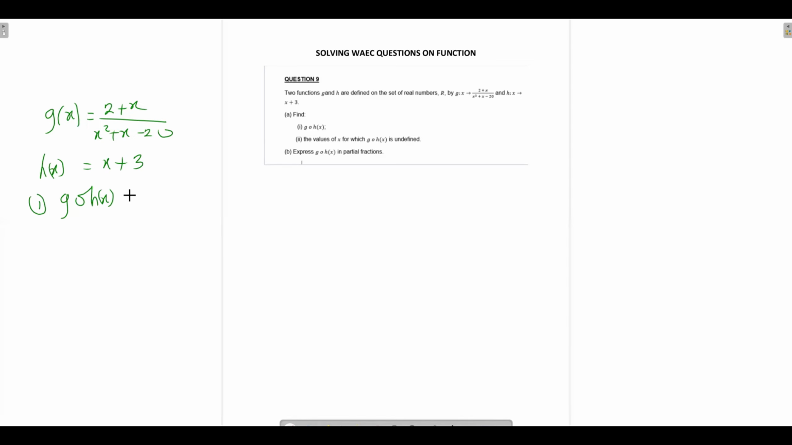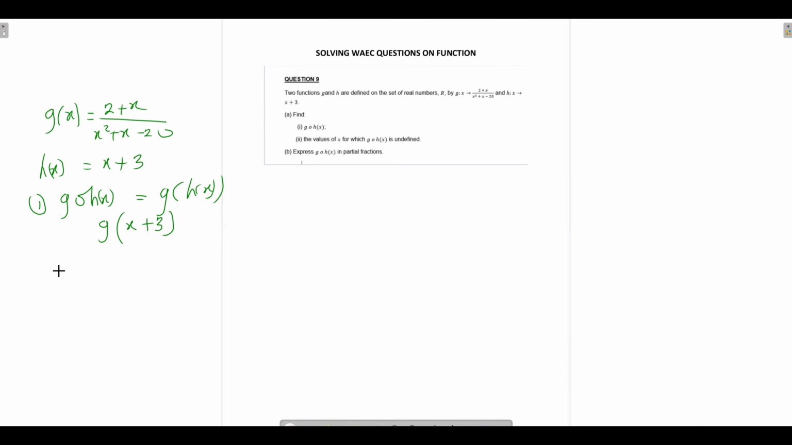g of h of x means it's a composite function in which h of x is serving as an input to g of x. In another way, we write it in the form g into bracket h of x, and h of x is x plus 3. That means anywhere I'm seeing x in g of x, I will be putting x plus 3.